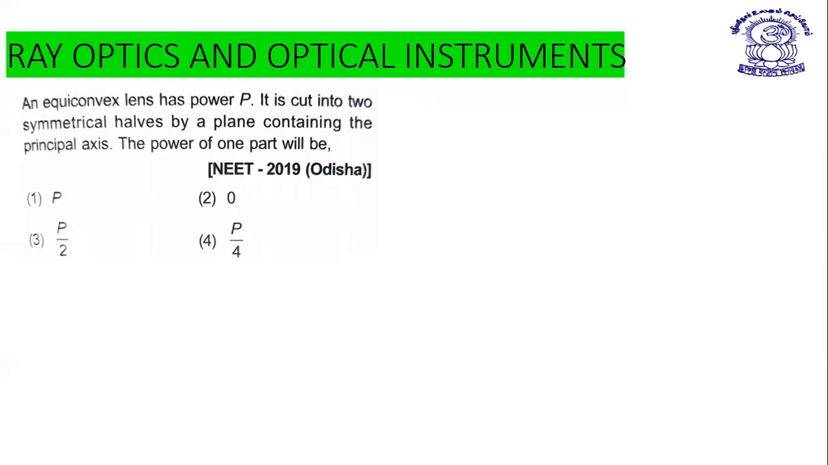It is the equiconvex lens, so both the surfaces have same radius of curvature and same focal length. It is cut into two symmetrical halves by a plane containing the principal axis. That means it is cut in this manner. Both the lenses have same curvature as before, so the focal lengths are not changed. So power will also be same. So power will be P only.